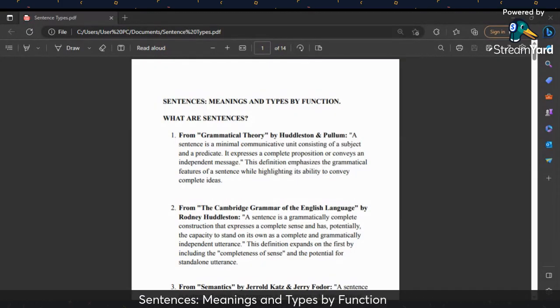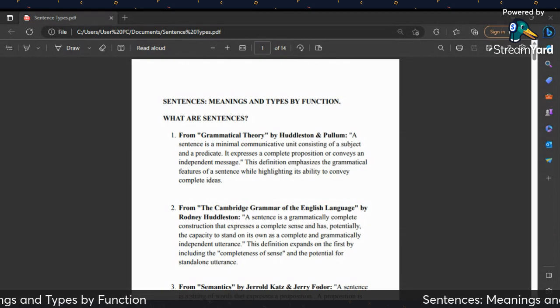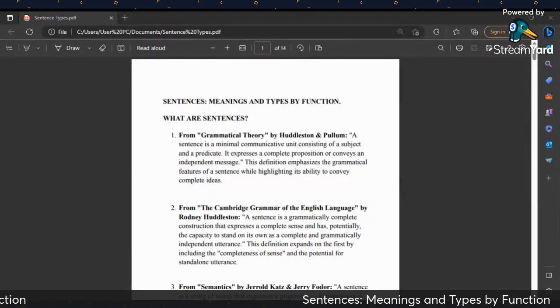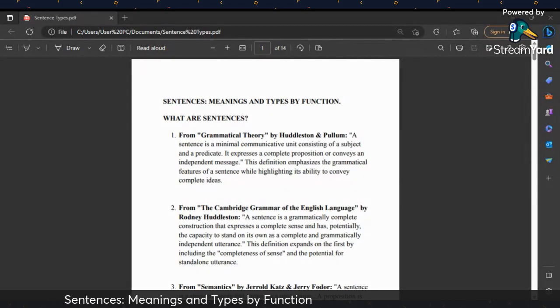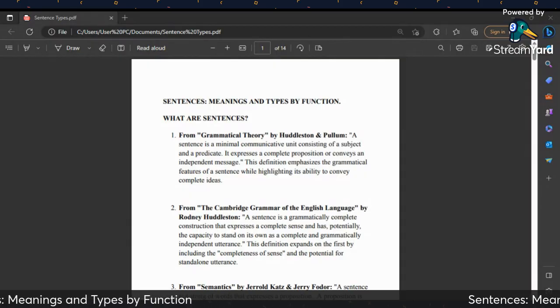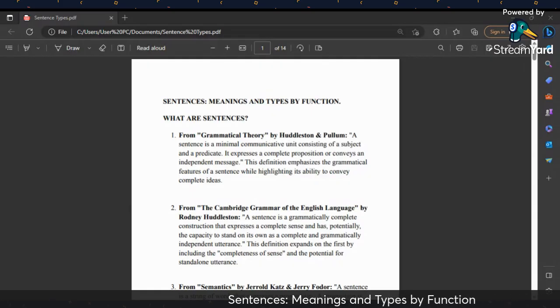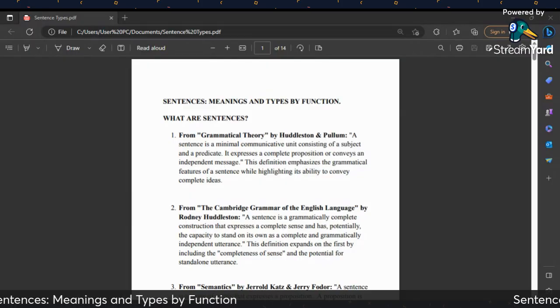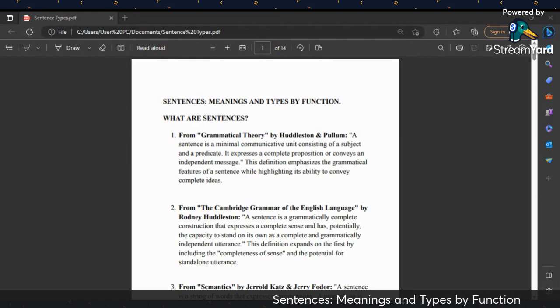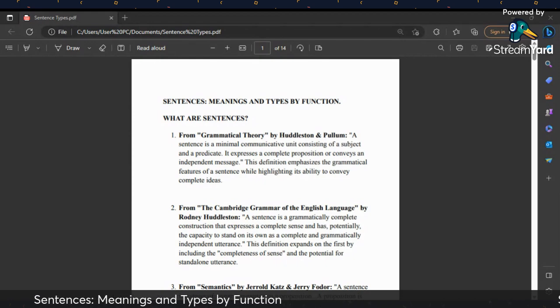That is, before you can call an expression a sentence, it should have a subject and a predicate. This means that a sentence expresses a complete proposition or a complete thought and it conveys an independent message. That is, from a sentence, you should understand the particular message that the author or the speaker is trying to pass across.